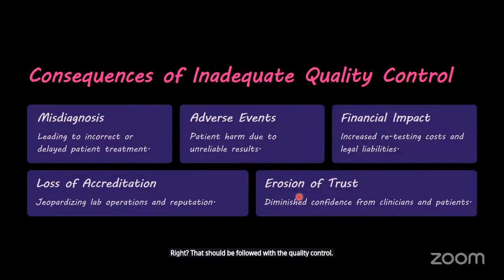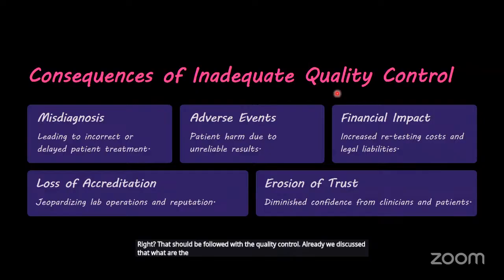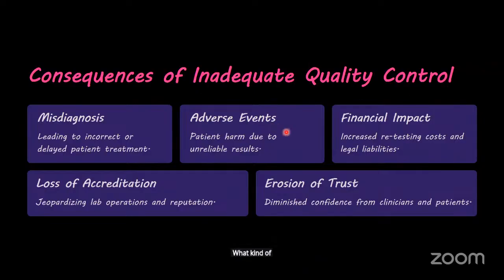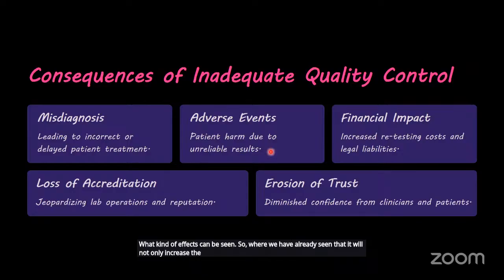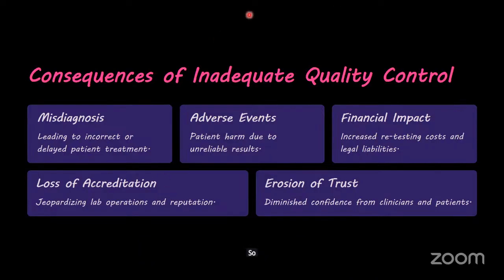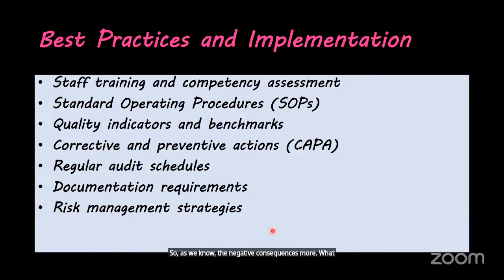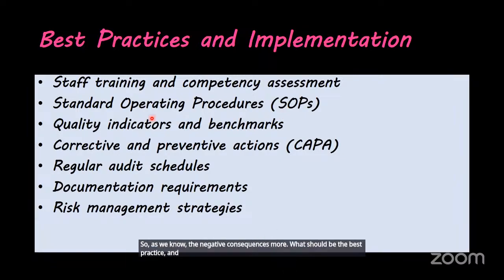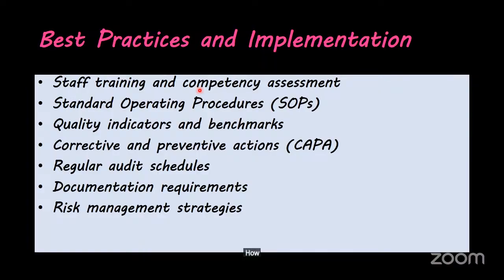Already we discussed the consequences of inadequate quality control and what kind of effects can be seen. We have already seen that it will not only increase the cost, personal effort and time, but it worsens the patient's outcome. So as we know the negative consequences, what should be the best practice and how can we minimize it, not exactly correct it, but minimize it?